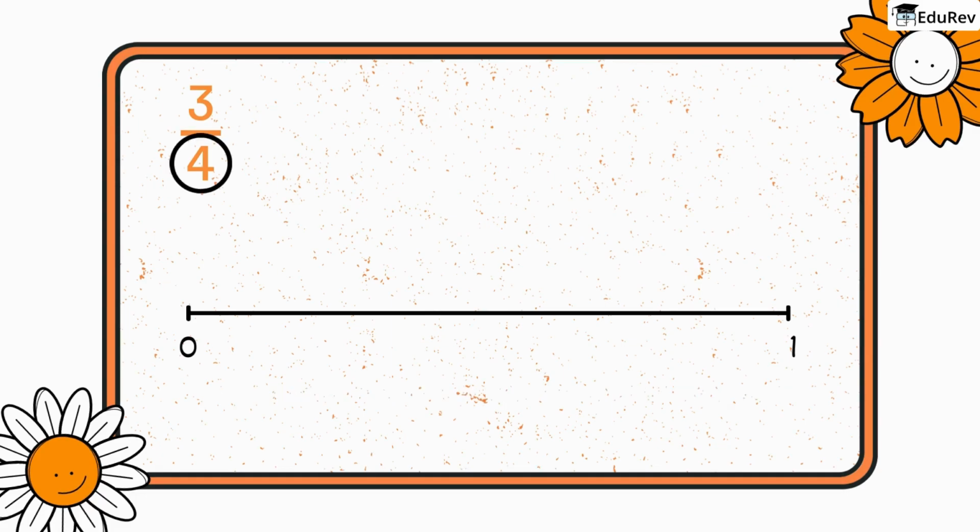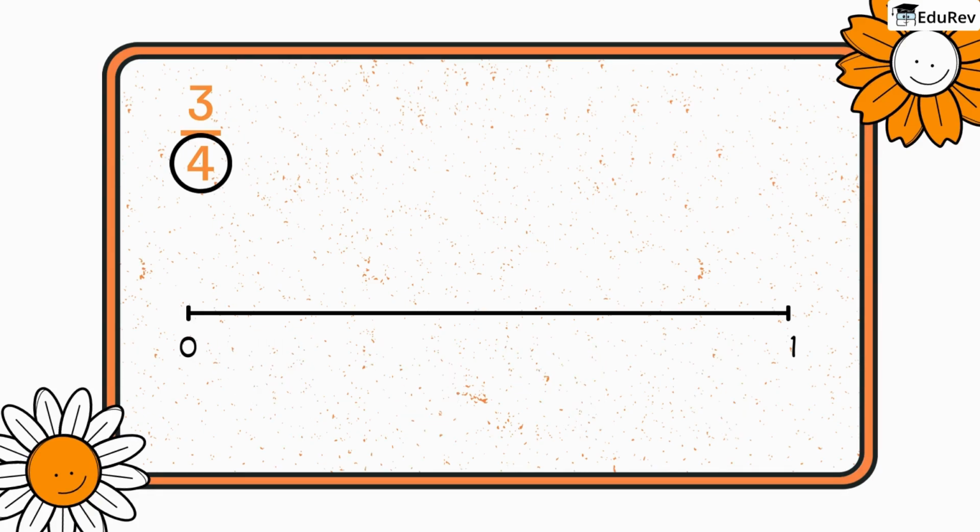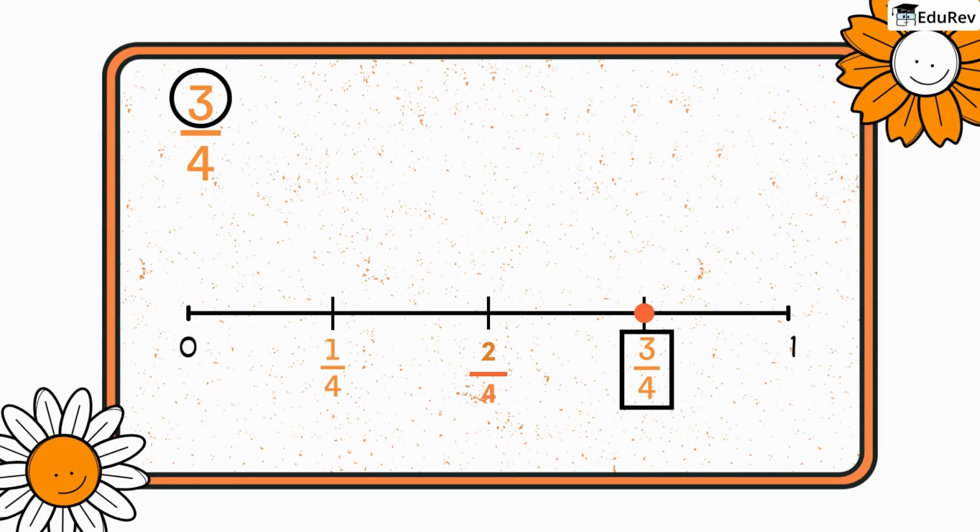Looking at the denominator, we can see that the whole has been split into 4 equal parts. Just like the sandwich, we need to split the whole represented on this number line into 4 equal parts. Now, we need to look to the numerator to work out how many fourths or quarters we have. We have 3. Let's count along: a quarter, 2 fourths, 3 quarters. Great, we have found the fraction 3 quarters on this number line.